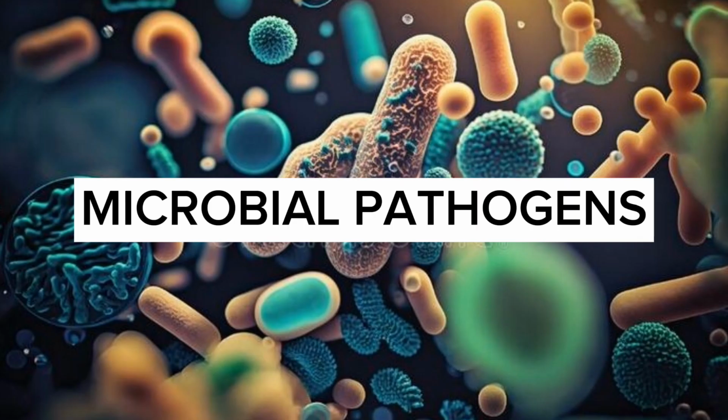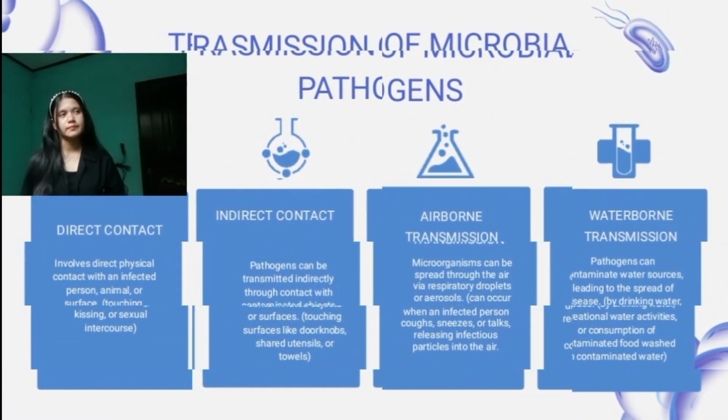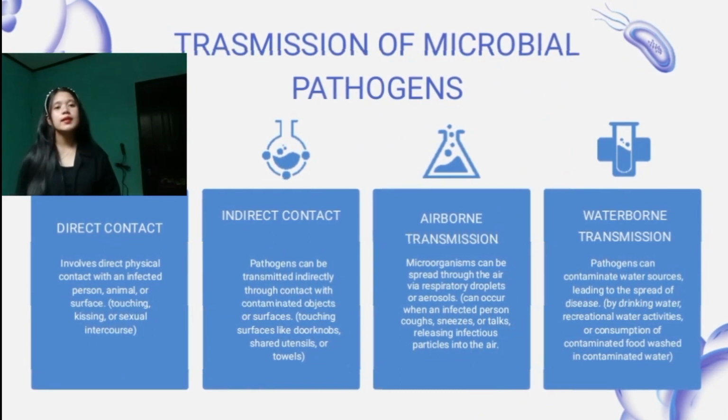So that's all for microbial pathogens, and now my partner will be discussing the transmission, control, and prevention of these microbial pathogens. So now let's proceed to the transmission of microbial pathogens. First, we have direct contact. It involves direct physical contact with an infected person, animal, or surface. Examples of this are touching, kissing, or sexual intercourse. It is a direct transfer from one host to another without any intermediary object.